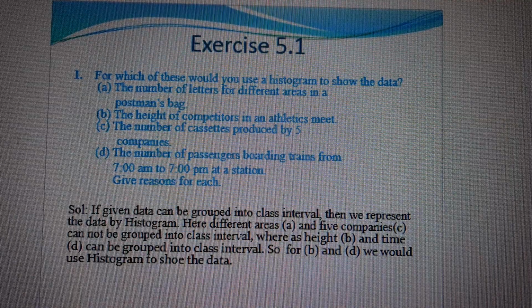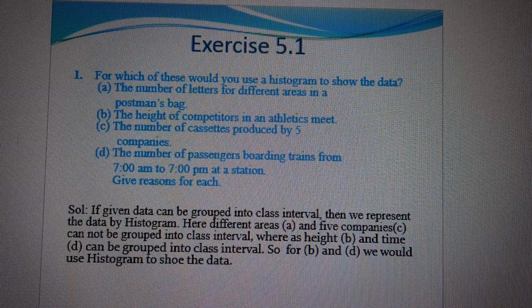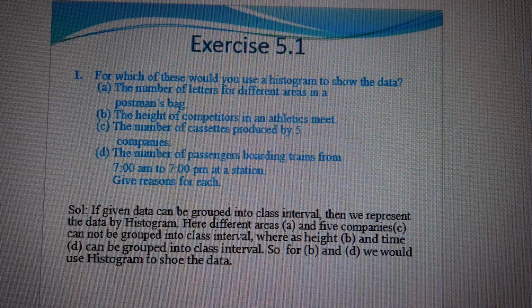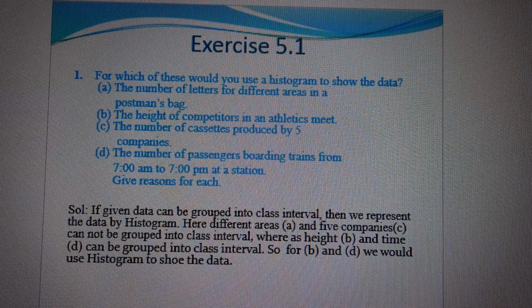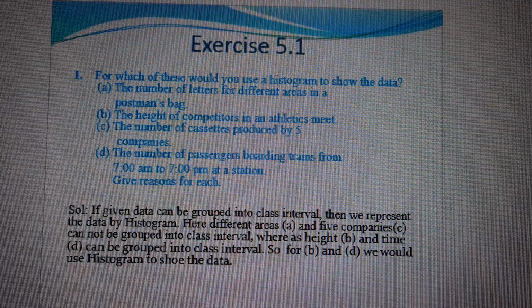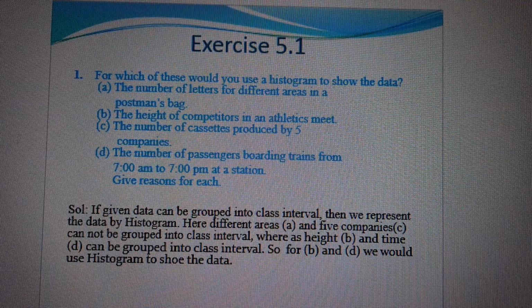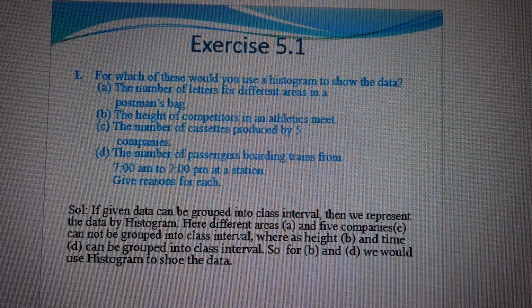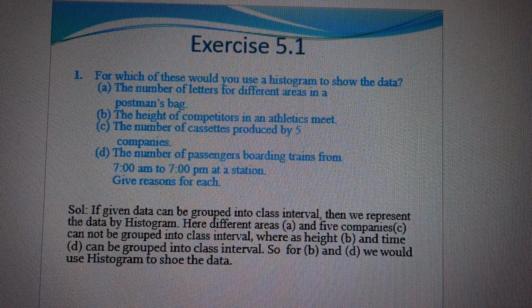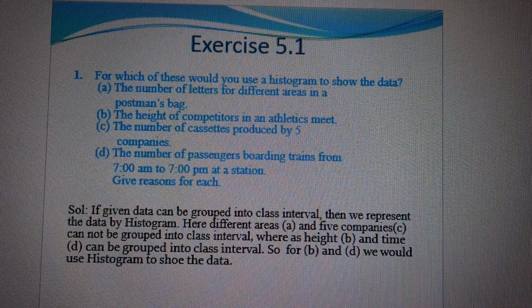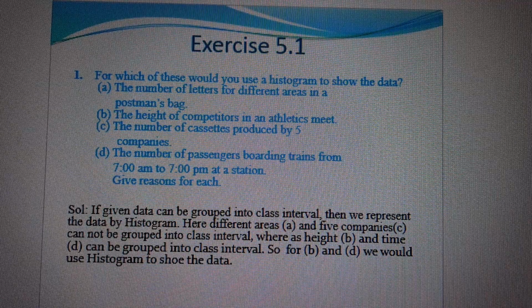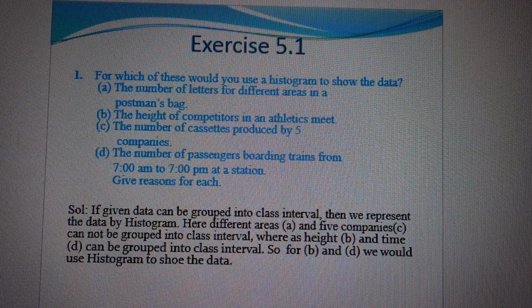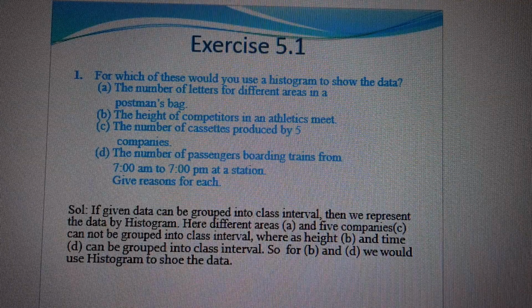Third part is the number of cassettes produced by 5 companies. So 5 companies will be 5 companies only, it cannot be grouped. So here a bar graph will be constructed. D part, the number of passengers boarding trains from 7 a.m. to 7 p.m. at a station. You have to give a reason, so the answer is also written here. So in this case also time will be represented by grouping the data.